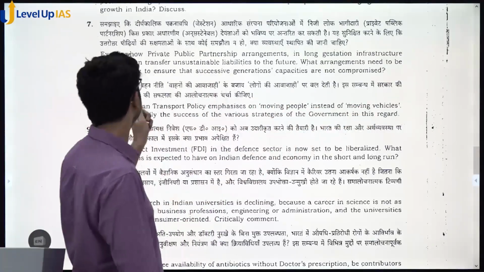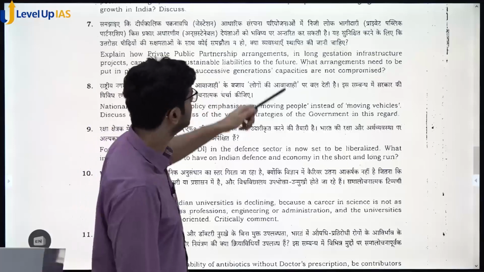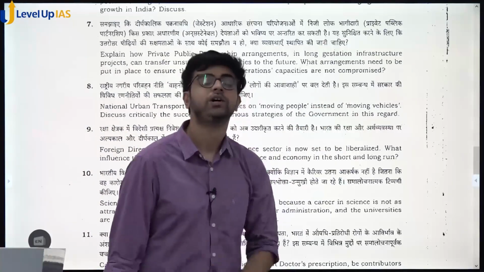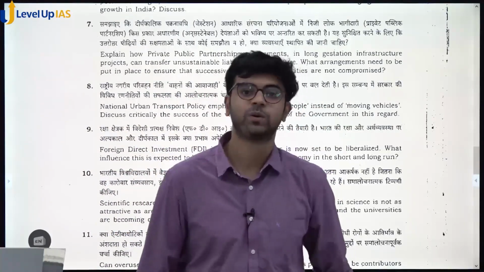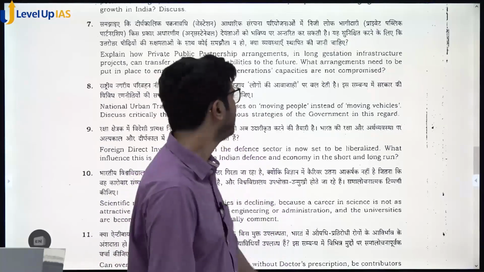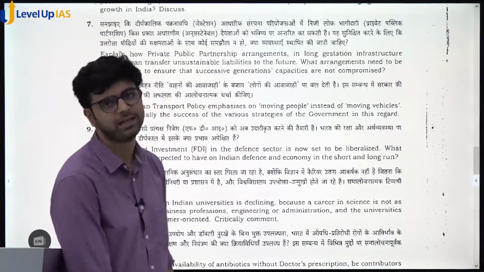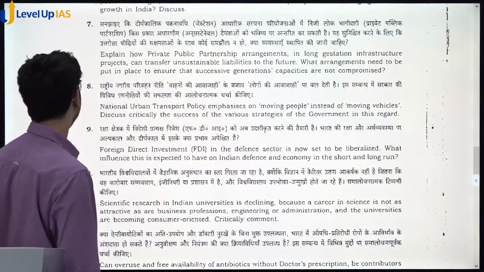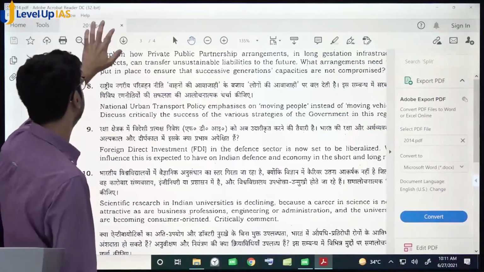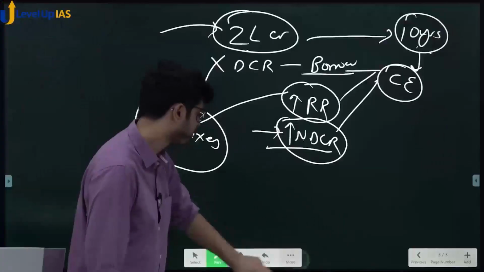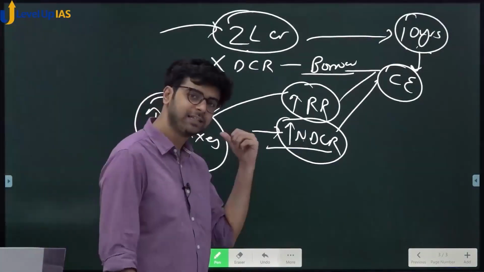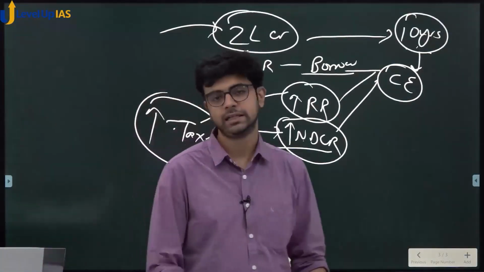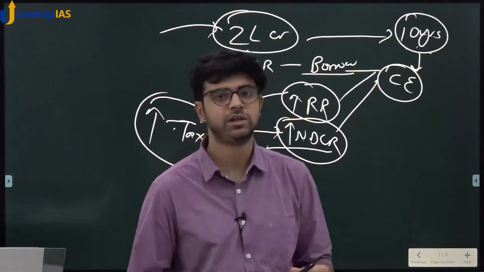What arrangements need to be put in place to ensure that successive generations' capacities are not compromised? To know the demand of this question is very difficult in the exam, because in the exam you will not be able to understand what they are asking here unless you have a conceptual understanding of economics. If you have a conceptual understanding, then you will be able to do it, but otherwise you won't. Okay? Do you think the answer to that question is in any books? Do you really think? You will not find the answer to that question in books.